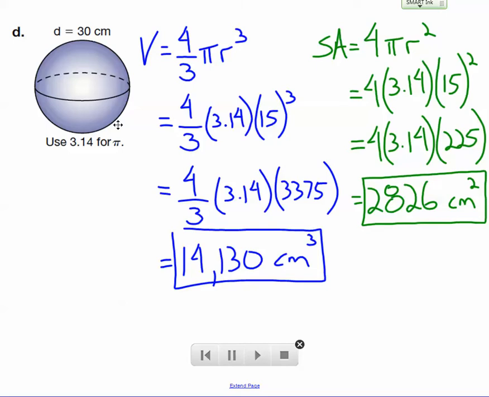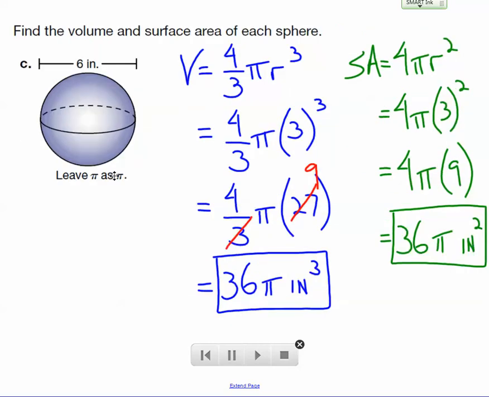So if you were going to wrap this ball in wrapping paper, you would need 2,826 square centimeters of wrapping paper. And if you were going to fill this sphere with water, you would need 14,130 cubic centimeters of water. Let me say that one more time on the previous one. If you were going to wrap this ball in wrapping paper, you would need 36 pi square inches of wrapping paper. If you were to fill this ball with water, you would need 36 pi cubic inches of water.